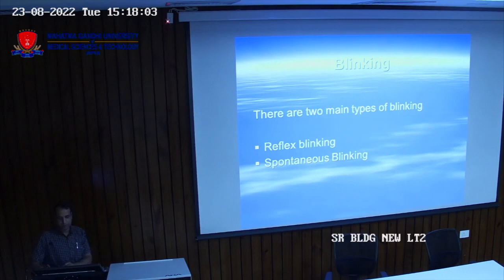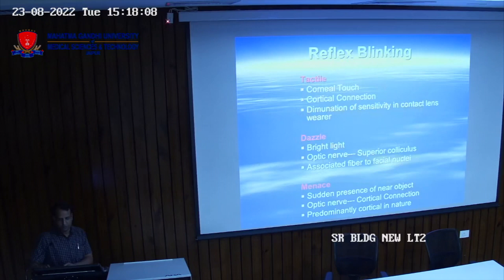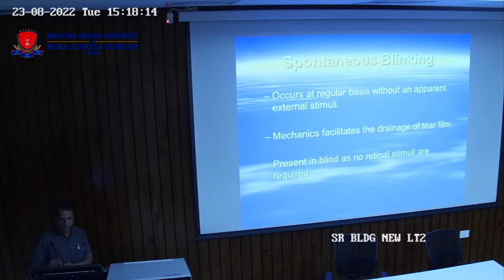Blinking: there are two main types, reflex blinking and spontaneous blinking. Reflex blinking again has three types of stimuli: tactile, dazzle and menace. While spontaneous blinking occurs on a regular basis without any external stimuli. Blinking facilitates the drainage of the tear film. This is a very important function of the eyelid.